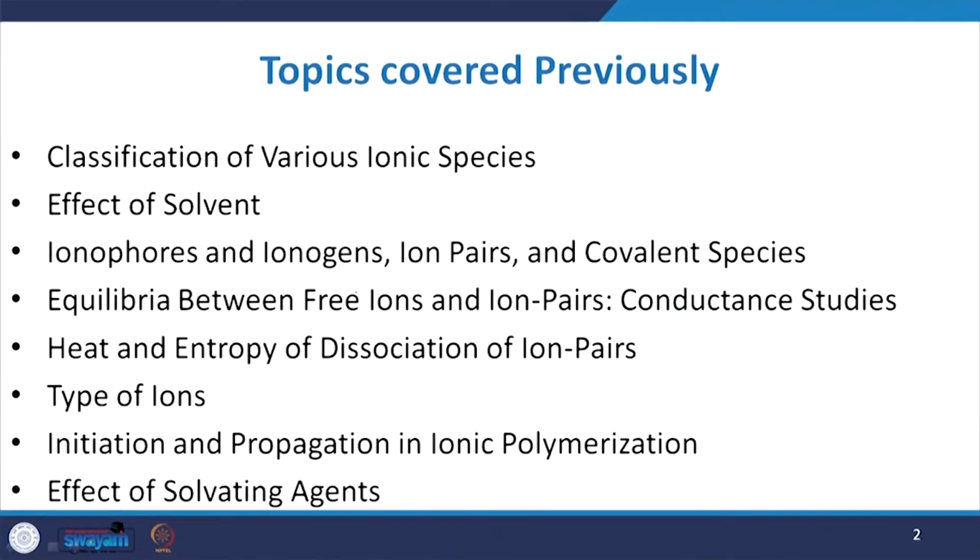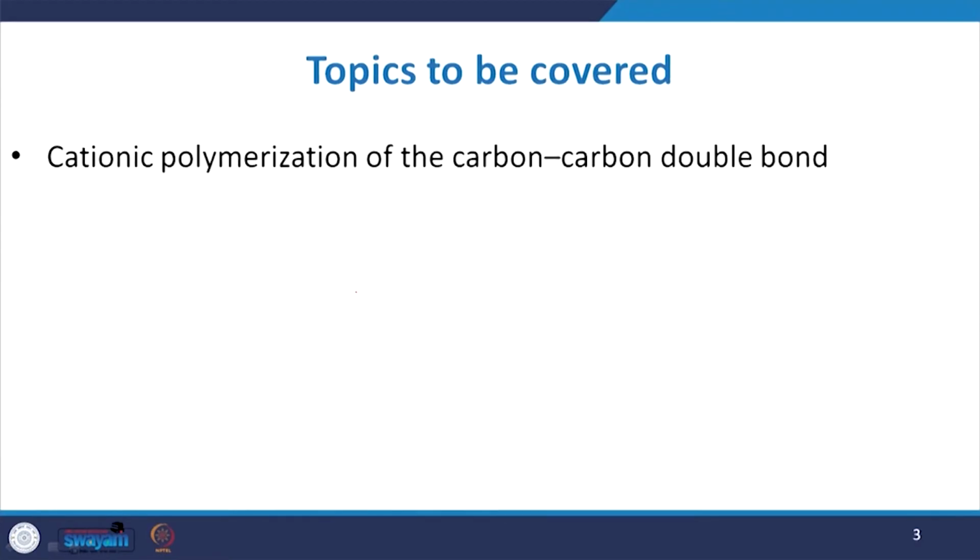We had a discussion about the equilibria between the free ions and ionic pairs, and we developed the mathematical equations related to the conductance studies. We discussed the heat and entropy of dissociation of various ionic pairs and described the various types of ions. We had a discussion about the initiation and propagation in ionic polymerization and the effect of solvating agents in ionic polymerization. Now, in this particular chapter, we will discuss the cationic polymerization of carbon-carbon double bonds.